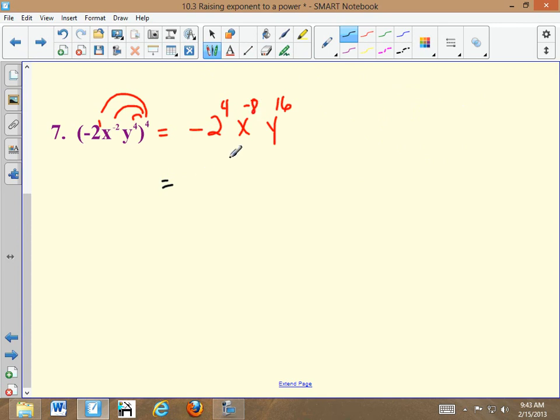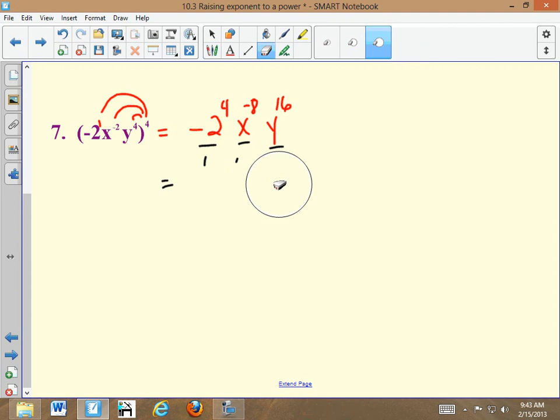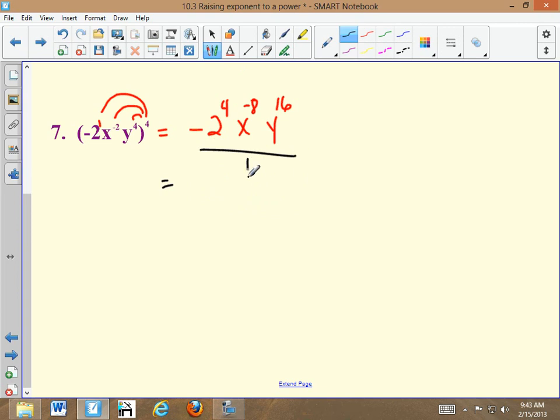So, again, this is just like negative 2 to the 4th power over 1, x to the negative 8th power over 1, y to the 16th power over 1. These can be individual fractions that are being multiplied, or they can be written like this, all over 1. And I can just move individual letters or numbers. So this equals negative 2 to the 4th power, y to the 16th, over x to the 8th power.